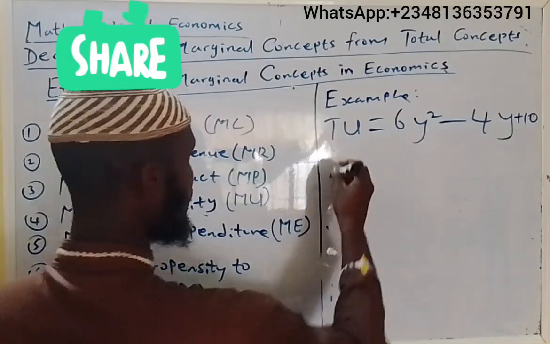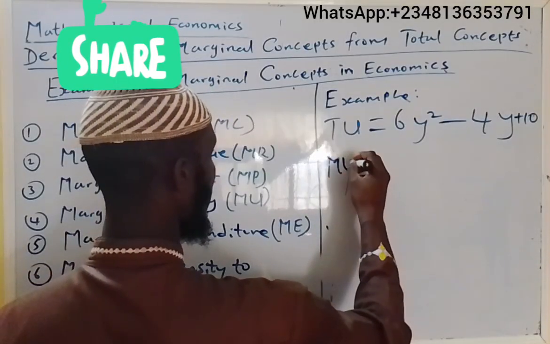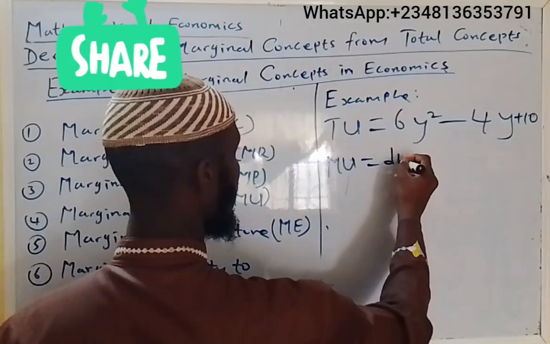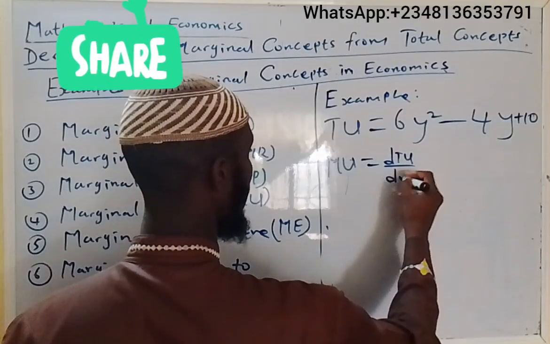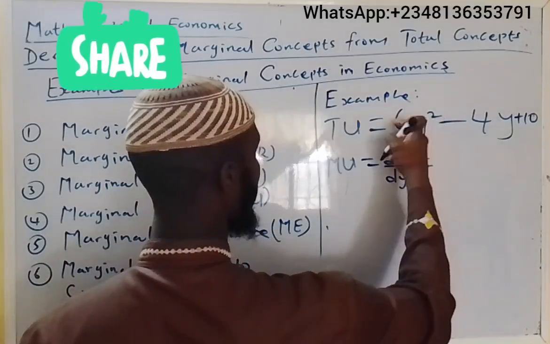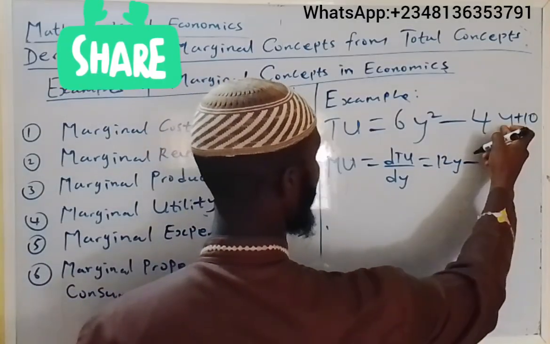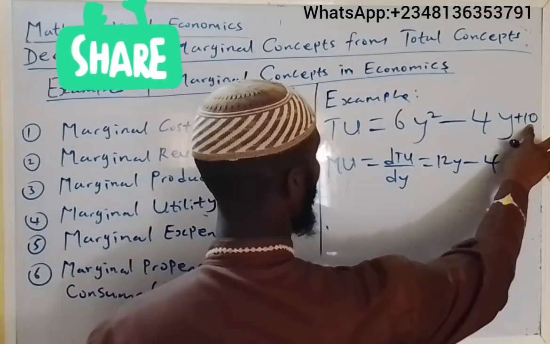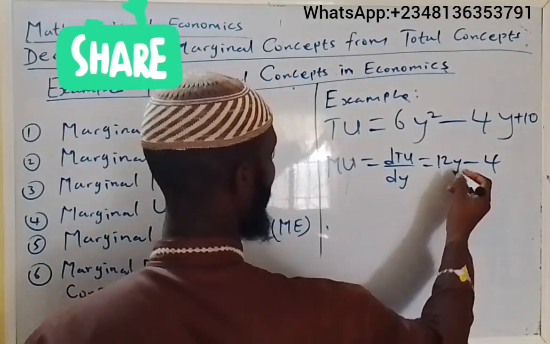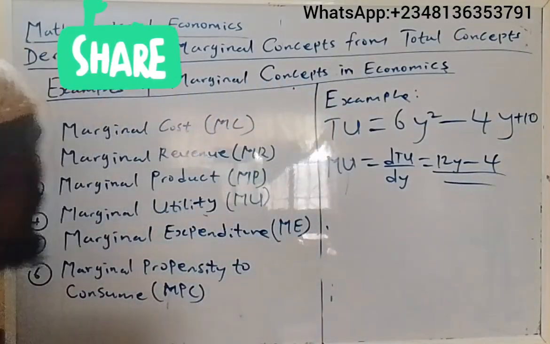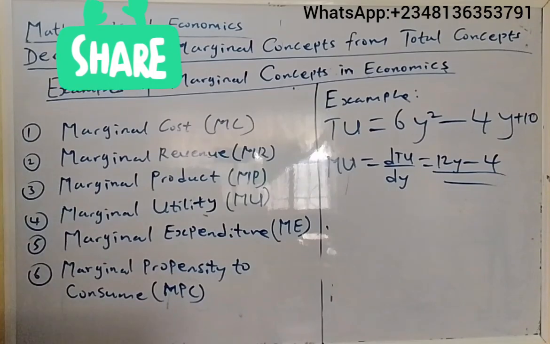So in other words, marginal utility here will be equal to dTU over dy, which is equal to 2 times 6, that is 12y, minus, differentiate this, you have 4. The constant here becomes 0. So the marginal utility function is this. Okay, so we apply the same thing to the rest, 5 and 6.